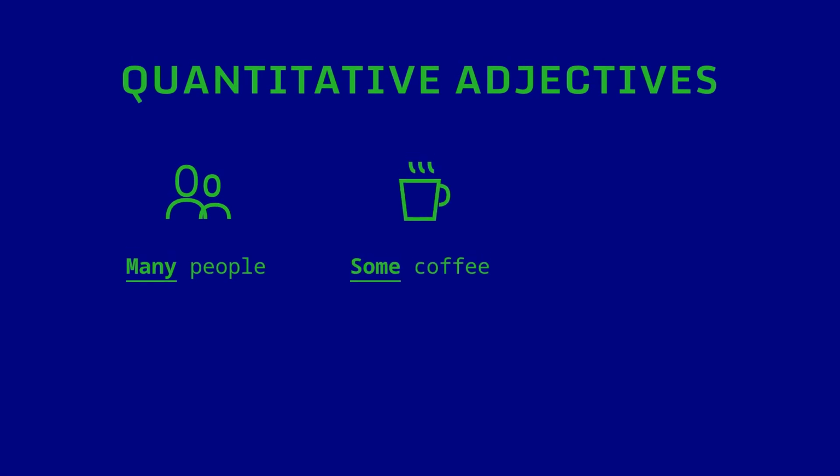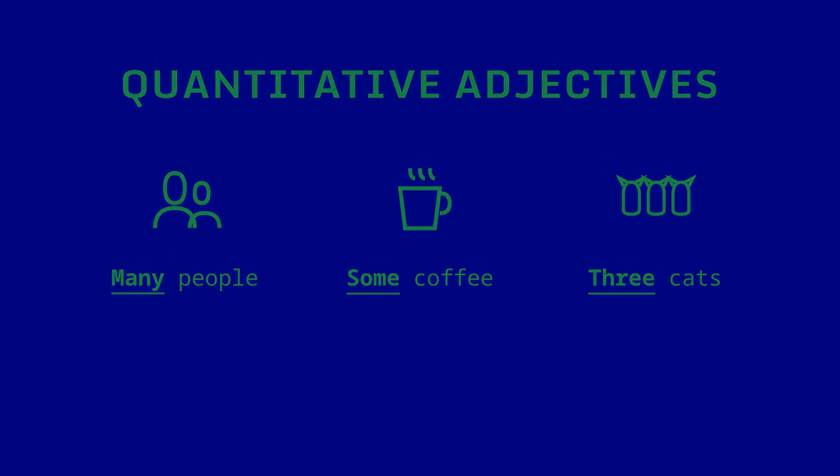Number 2, quantitative adjectives. These tell us how many or how much of something we have. Examples are many people, some coffee, or 3 cats. They show quantity.